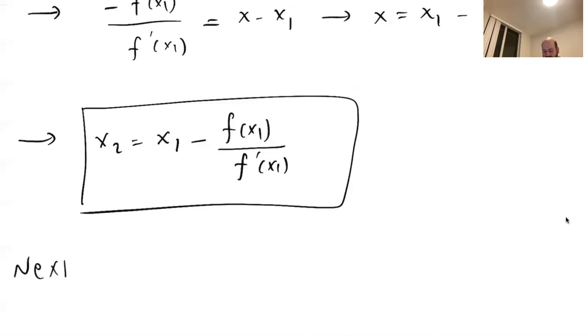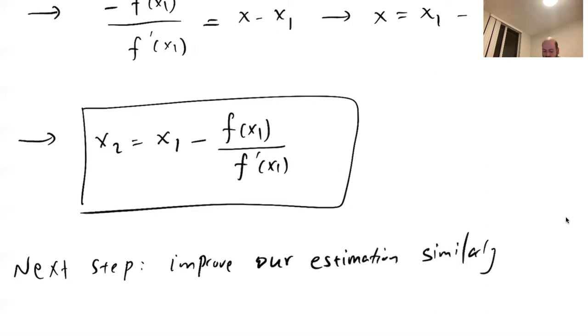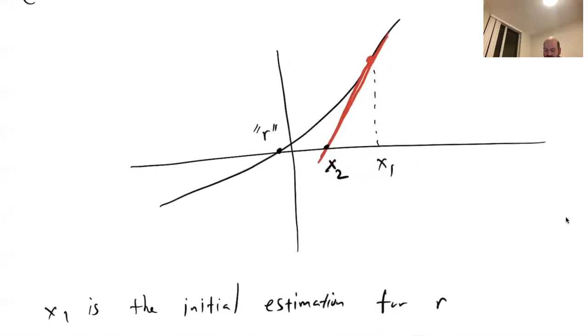In the next step, we improve our estimation. Similarly, what do I mean? I mean that, again, consider the tangent line at x2 this time. This is the tangent line at x2. See? Tangent line at x2, and then I need to consider the x-intercept of this line, which I can call x3.